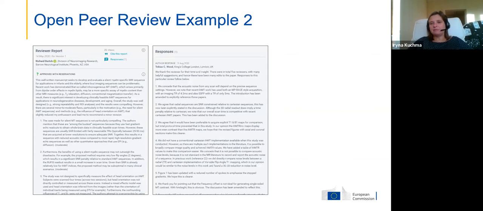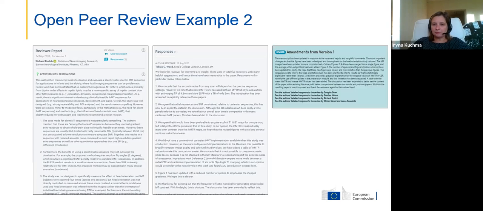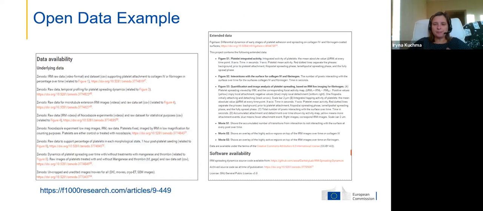So I think it's really an interesting example of a publishing platform which doesn't charge article processing charges, which practices open peer review, and which also promotes availability of publications and data. And these kinds of publishing platforms are managed by F1000, which is part of Taylor and Francis.